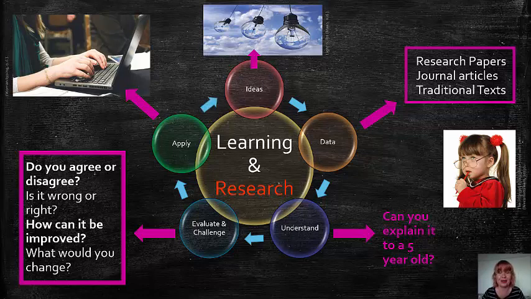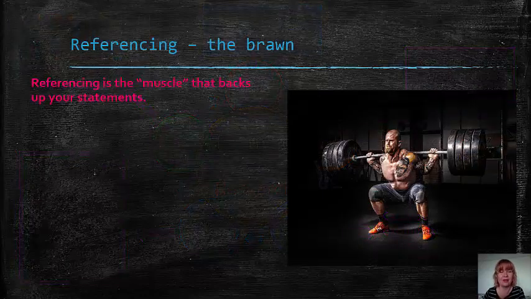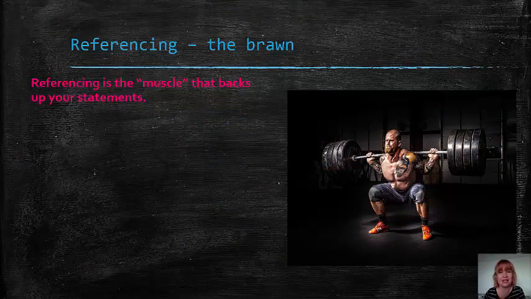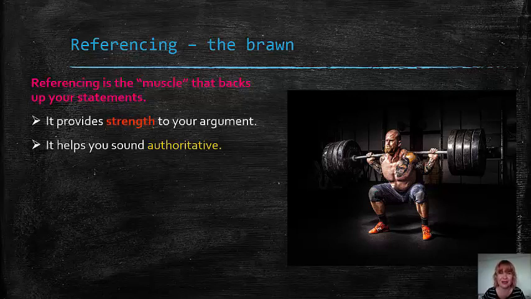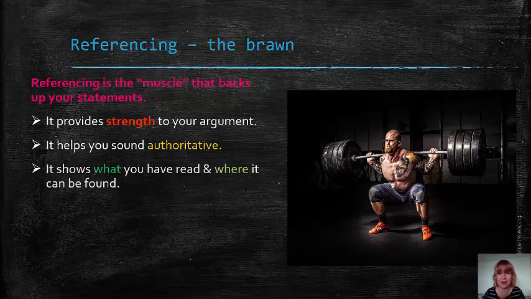You can then go through this whole circle again with your next brilliant idea. When we come to the referencing, it is really this muscle and strength. It helps you sound authoritative, so it makes you sound like you know what you're actually talking about. It also shows what you've read and where it can be found.